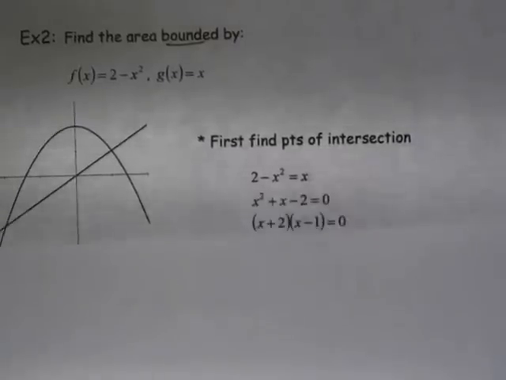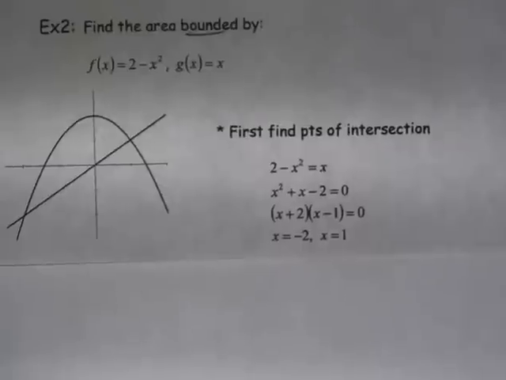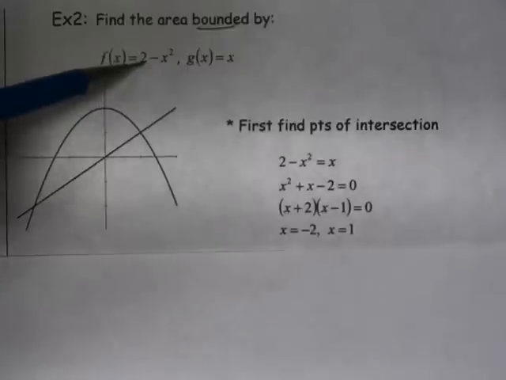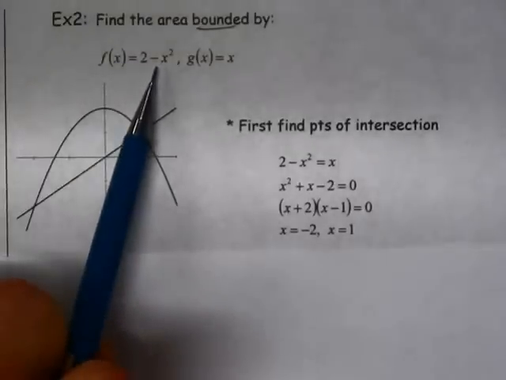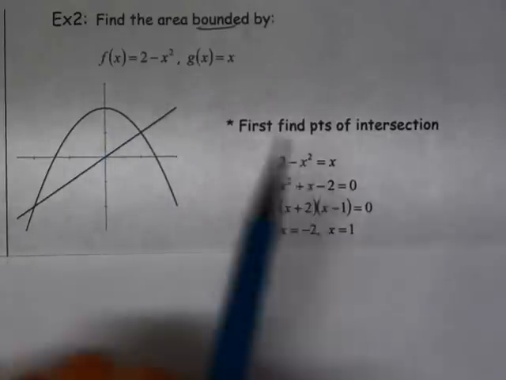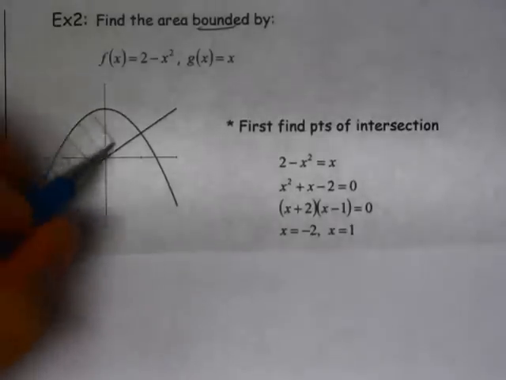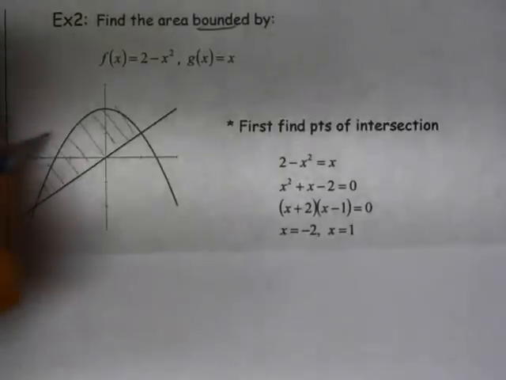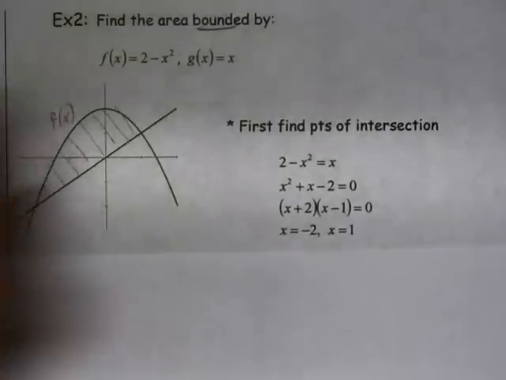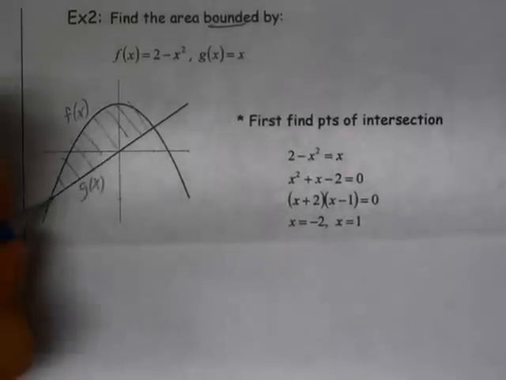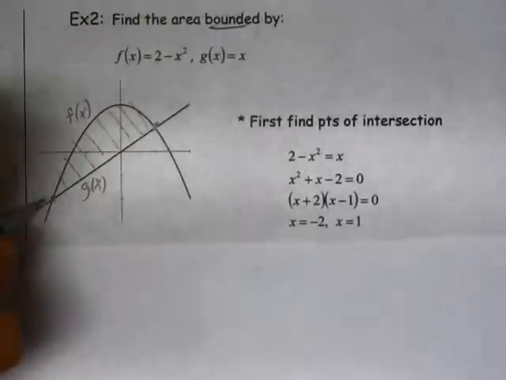So when we graph them, we can see that they do in fact intersect at two places. Of course I have a downward opening parabola, quadratic here with a y-intercept of 2, and I have a linear with a slope of 1. So it's this area that I want to find. And we can see here that f of x is going to be our top function and g of x is going to be our bottom function. And we need to integrate from this x value to this x value.